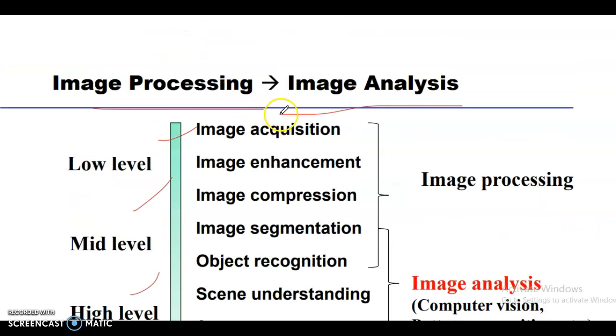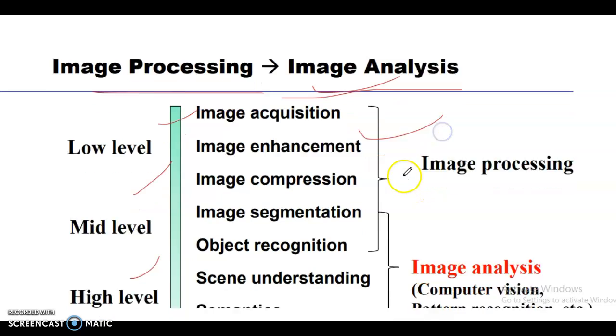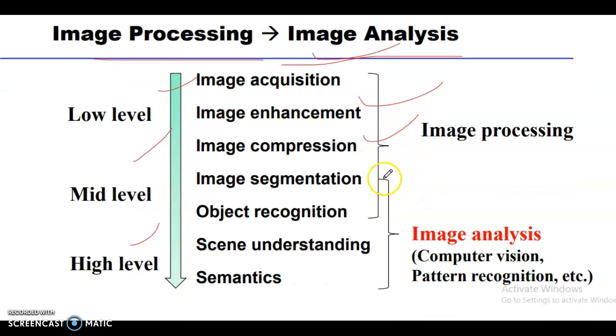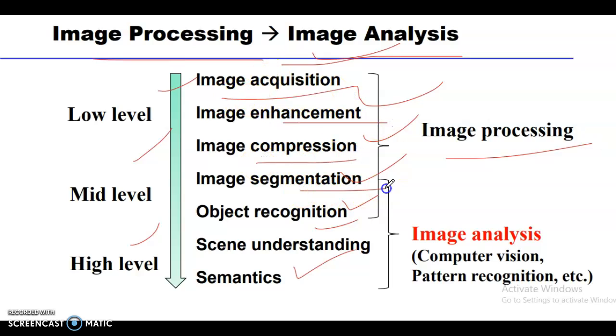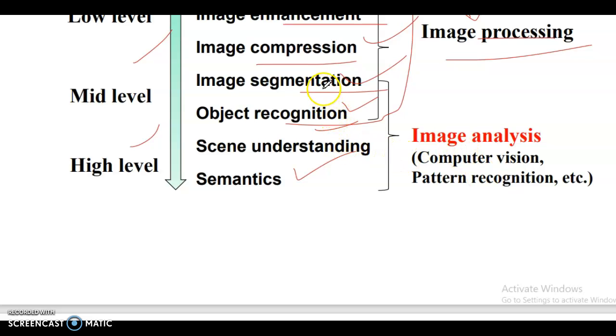Image processing, image analysis: low level, middle level, high level. In the low level: image acquisition, image enhancement, image compression. Middle level: image segmentation, object recognition. High level: scene understanding, semantics. Image processing covers acquisition, enhancement, compression, segmentation, recognition. Image analysis covers image segmentation, object recognition, scene understanding, semantics.